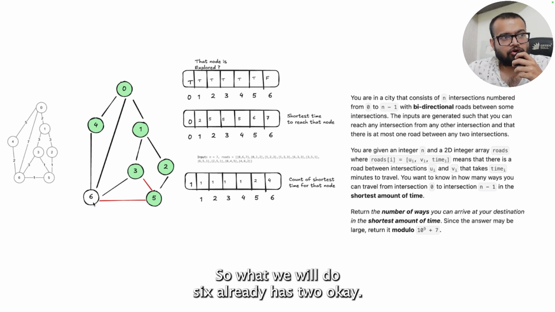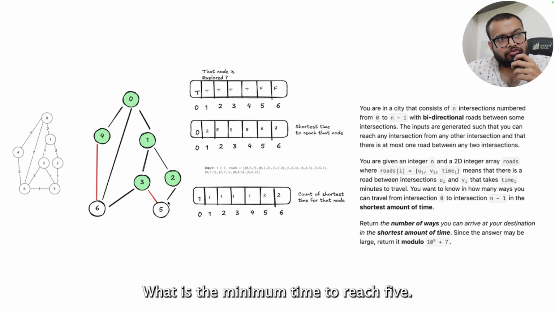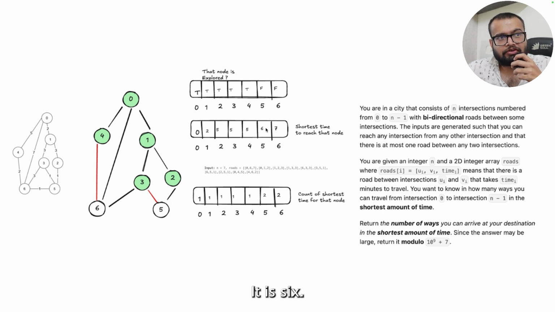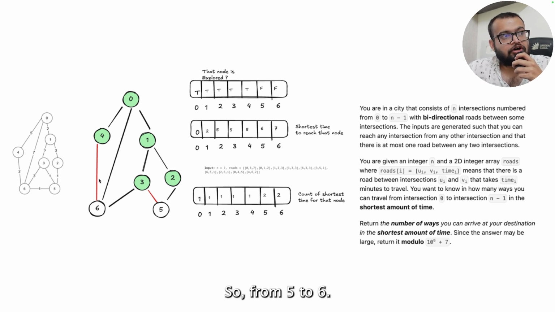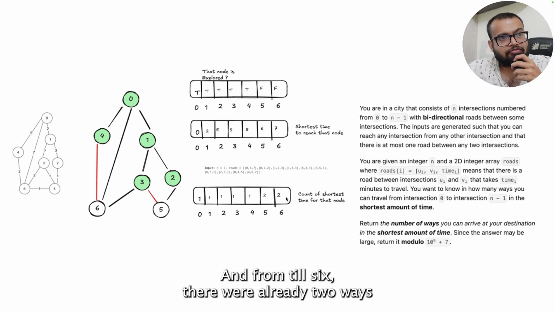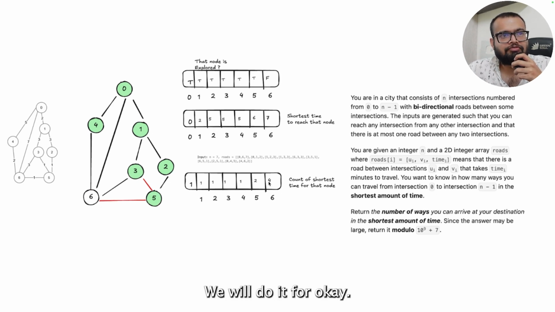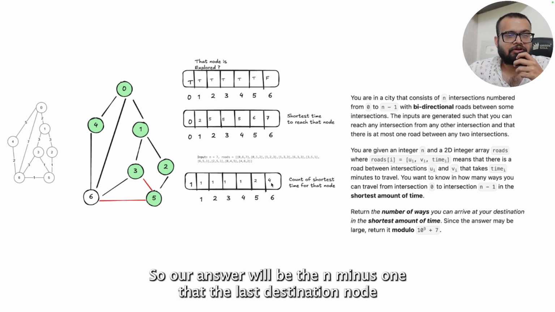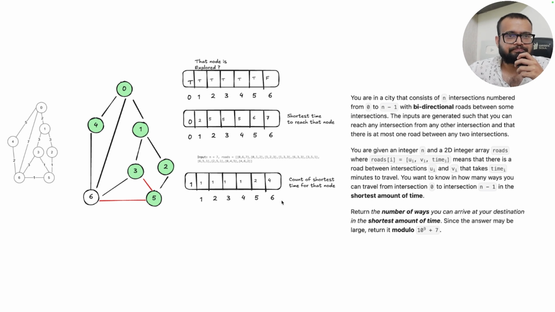Now the last part, from 5 to 6, what we will do? 6 already has 2, you will see 6 already has 2. Now 5 to 6, what is the minimum time to reach 5? It is 6. And how many ways are there? 2 ways. Now from 5 to 6, how many ways will be there? 2 ways. So from 5 to 6 there are 2 ways, and till 6 there were already 2 ways which were present, 0 to 6 and 0 to 4 to 6. So 2 plus 2, we will do it 4. So our answer will be for n minus 1, the last destination node we have to find. Whatever is the value over here will be the answer, which is 4 in this case.